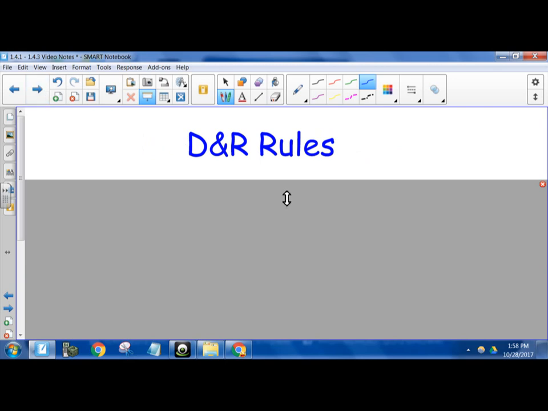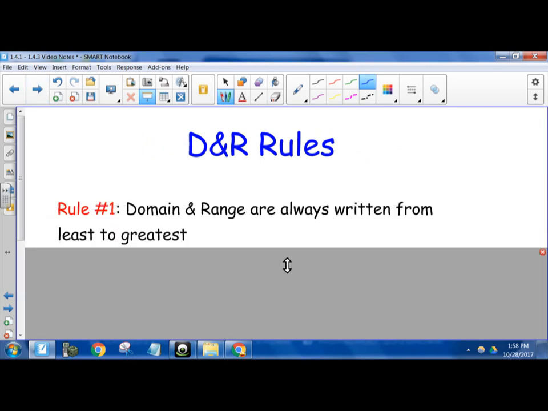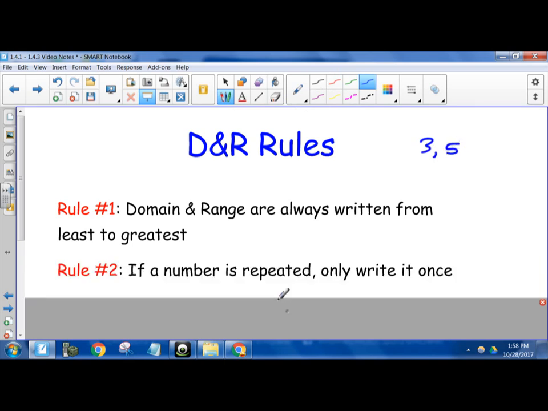There's two rules with domain and range. Rule number one. Domain and range are always written from least to greatest. Okay, so if you have like the numbers 3 and 5, you wouldn't write down 5 and 3 like that. You'd want to make sure that you wrote it from least to greatest, like 3, 5. Okay? And rule number 2, if any number is repeated, you only write it once. So you never write numbers more than once in domain and range. Okay, so write down those rules.